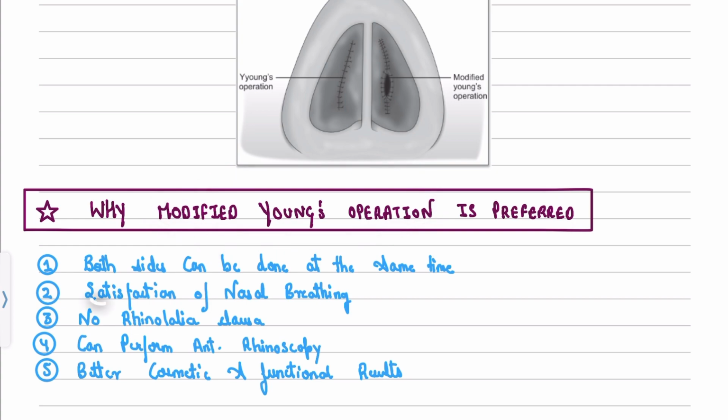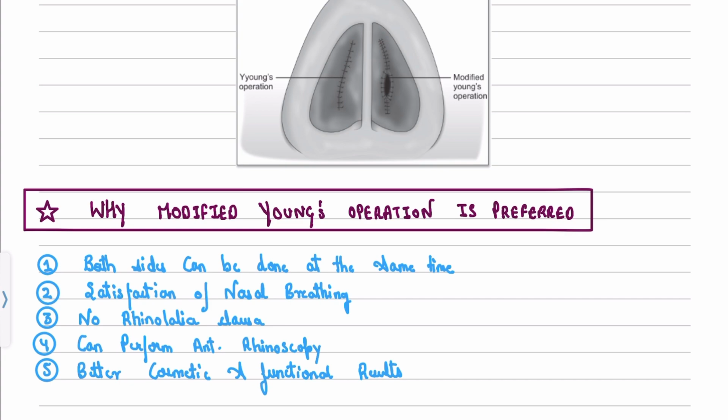The next important point in modified Young operation is satisfaction of nasal breathing. There is no nasal breathing in Young's operation, whereas because of this 3 to 4 mm space, the patient has a satisfaction of nasal breathing. There is no rhinolalia clausa in modified Young operation. The ENT specialist can perform rhinoscopy as well. There is no question of anterior rhinoscopy in Young's operation.